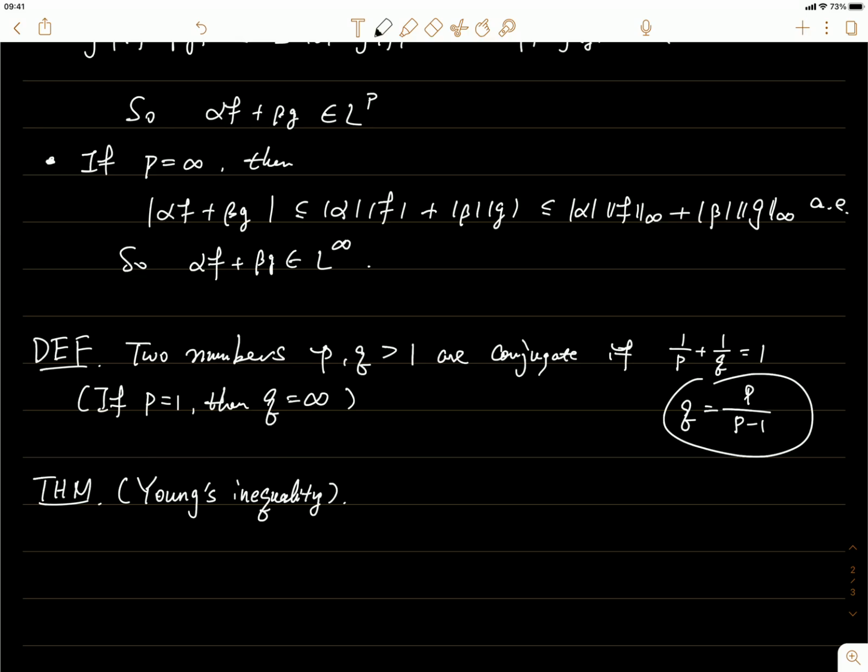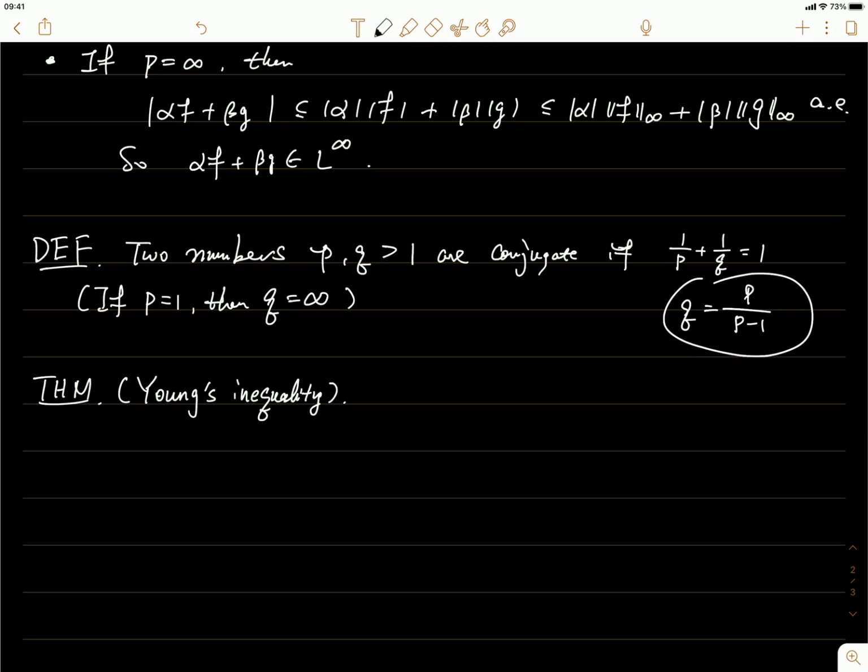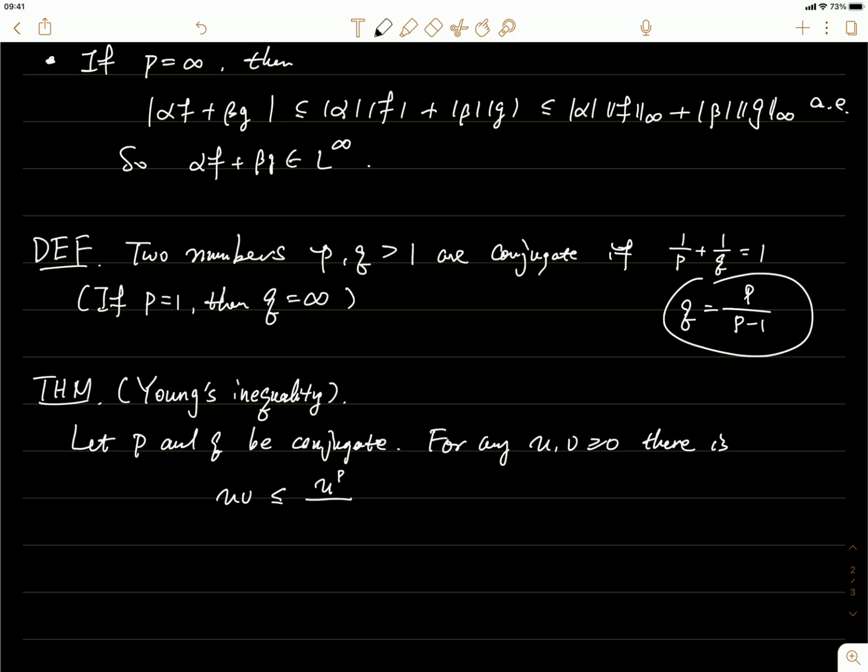Okay, so let P and Q be conjugate, which means 1 over P plus 1 over Q is equal to 1. And for any U, V greater than or equal to 0, we have U times V is less than or equal to U to the power P over P plus V to the power Q over Q.